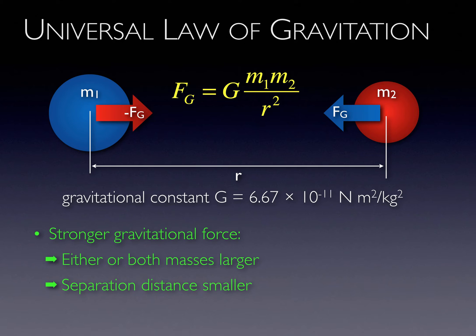The universal law of gravitation was discovered by Isaac Newton, and it describes the gravitational force between objects as a function of their masses and their separation distances. Gravitational force is always attractive. In our current understanding of physics, there is no such thing as anti-gravity.